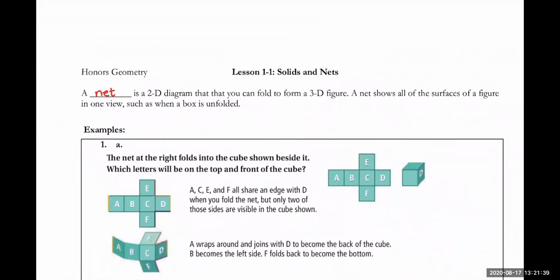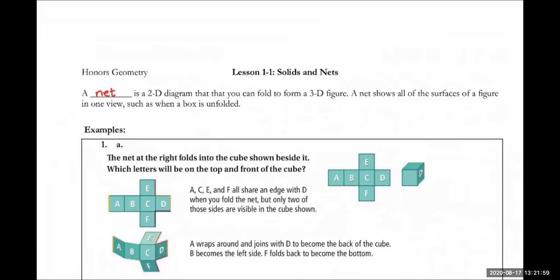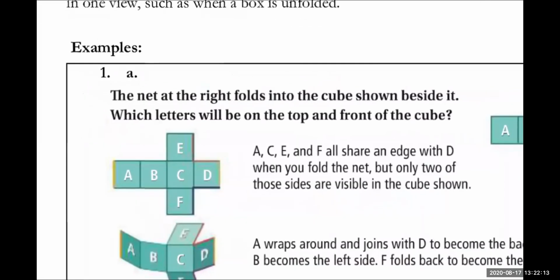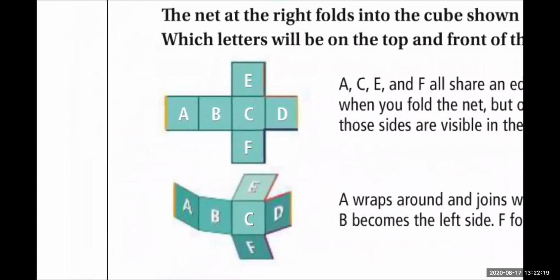It's just like when you see a box that's been collapsed. If you buy a priority mail box at the post office, it's mailed flat and then you put it together to put your stuff in to send. So a net is basically a flattened 3D shape. So here is a net for a cube.